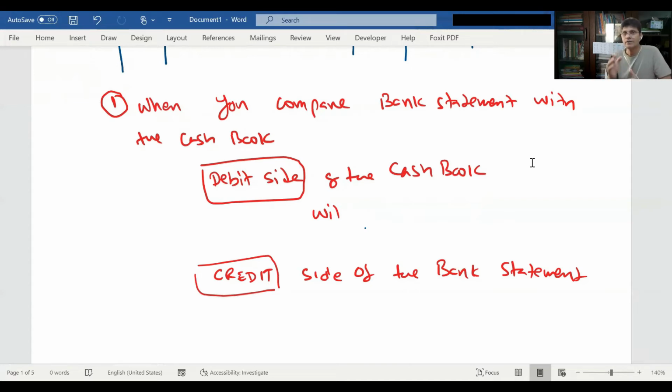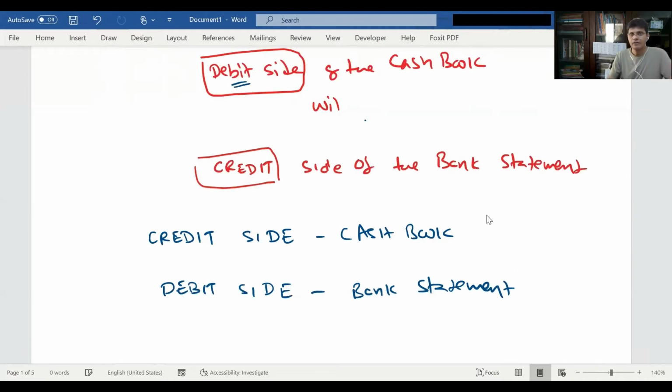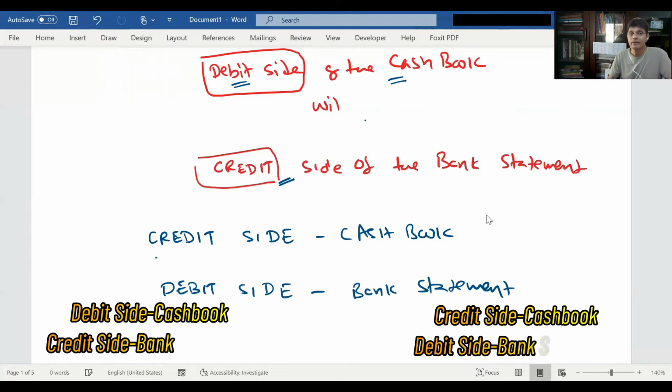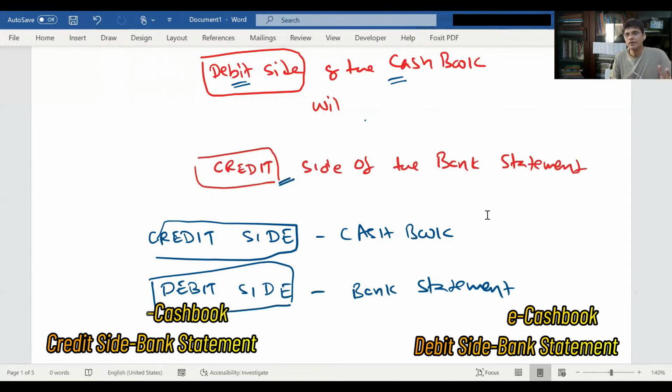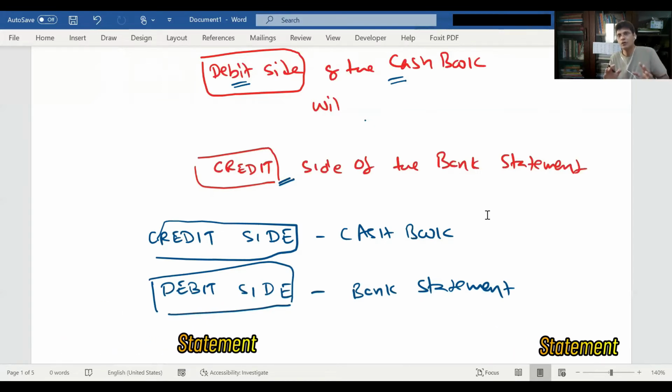The first concept you should know: when you prepare a bank reconciliation statement, what is the first step? You need to compare the debit side of the cash book with the credit side of the bank statement. If it is the credit side of the cash book, then compare with the debit side of the bank statement. This is very, very important. This is the first concept that you should know before preparing a bank reconciliation statement.